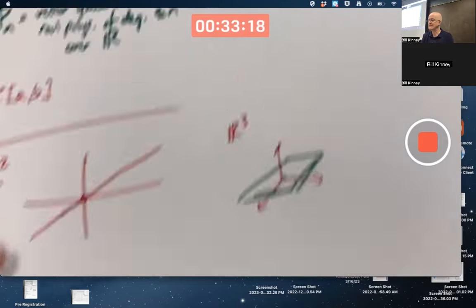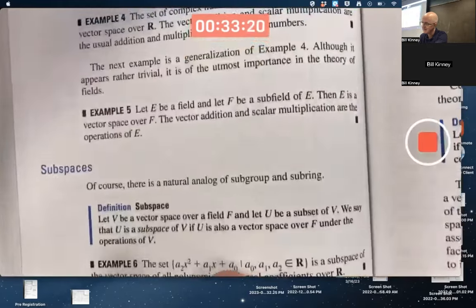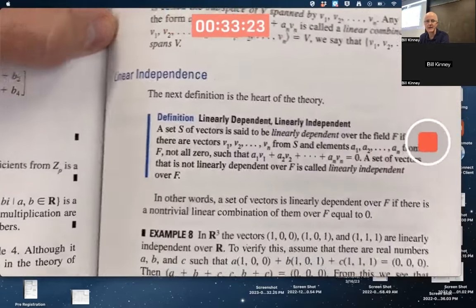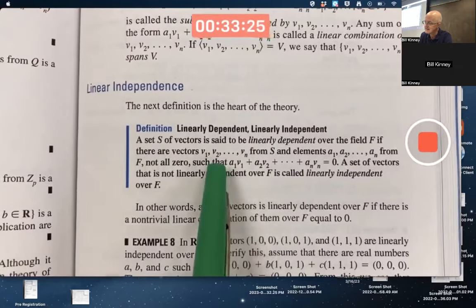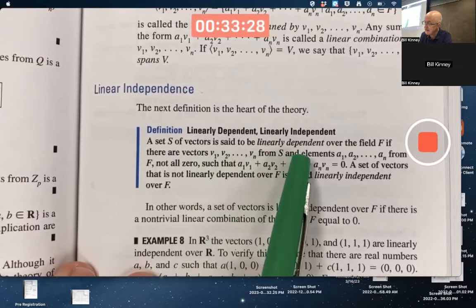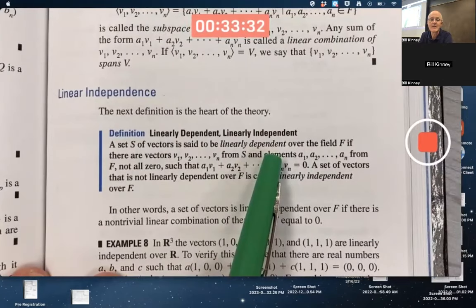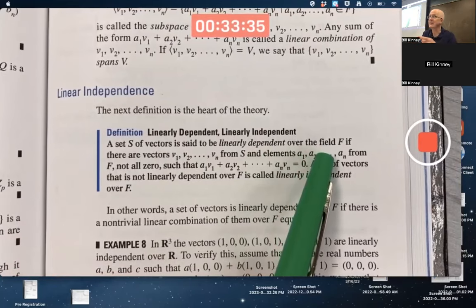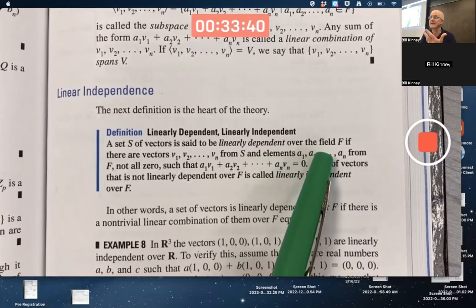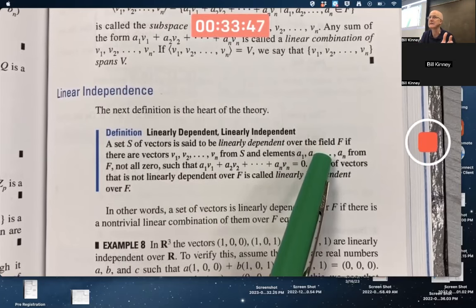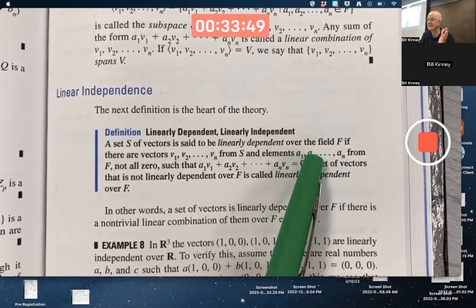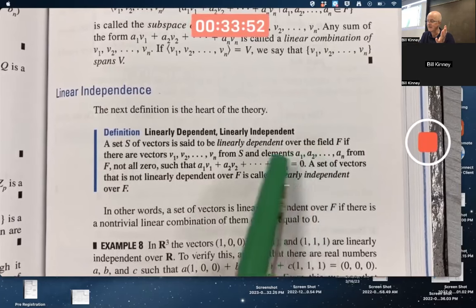What do linear independence and spanning mean? Well, here's the definition of linear independence. A set of vectors is said to be linearly dependent, first of all, is defined first, over the field F. That's different here. In linear algebra, you just say this set of vectors is linearly independent or linearly dependent. You're not worried about being extra careful about the field because the field is almost always the real numbers. Here we're emphasizing there is a field. They're vectors from S.